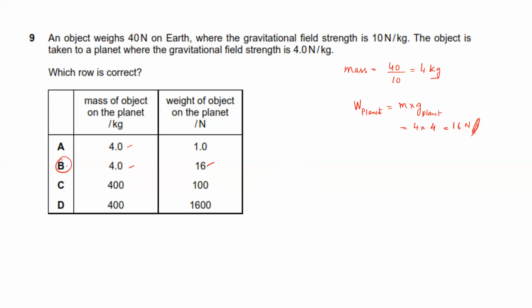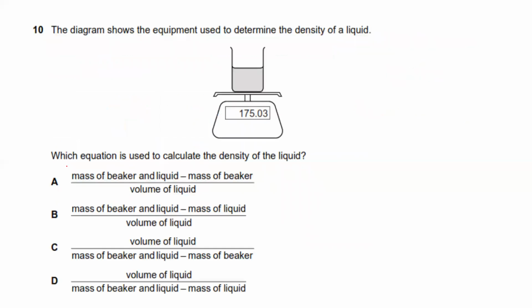So answer B will be the best choice we have. Then question number 10. Question number 10 shows the equipment used to determine the density of a liquid. Which equation is used to calculate the density of the liquid? So basically the mass of the liquid plus beaker is given, and we can easily find the volume from here. Okay, and density, remember, equals mass per unit volume.